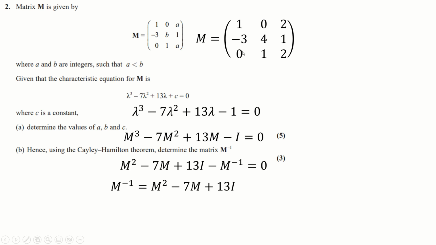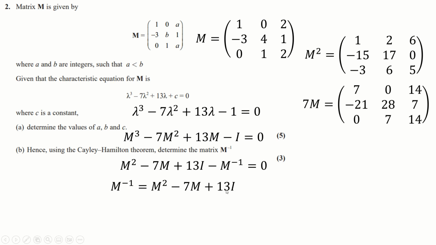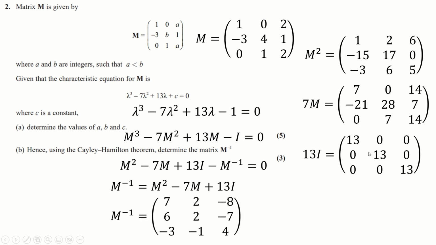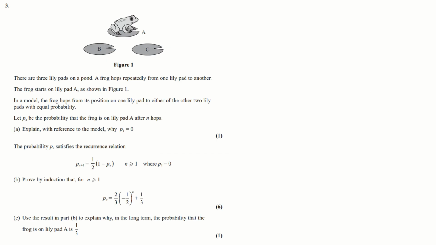You can use a calculator to work out M squared. You can use a calculator, I guess, if you want to work out 7M, and 13I is just the identity matrix of 13s. In fact, no, sorry, don't do this, minus this, plus this, and you eventually end up with that, I think. Looks good to me, and we'll have our answer.